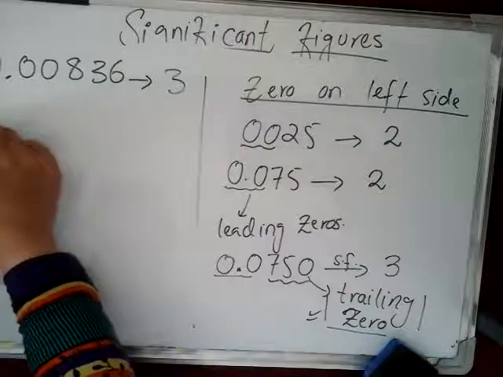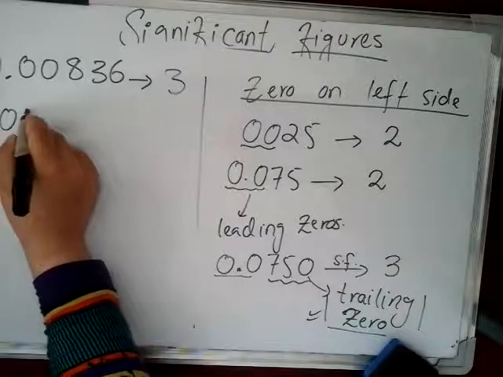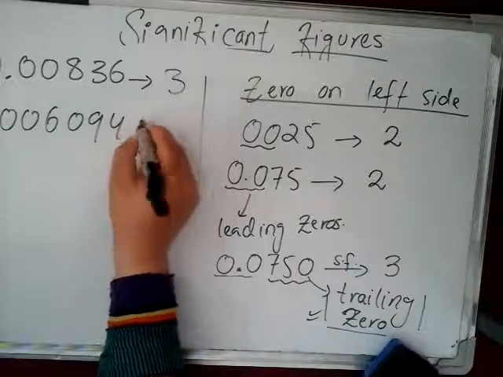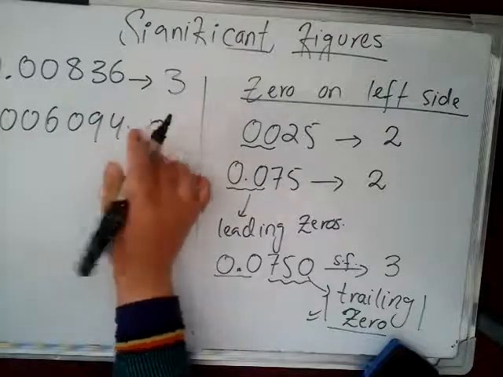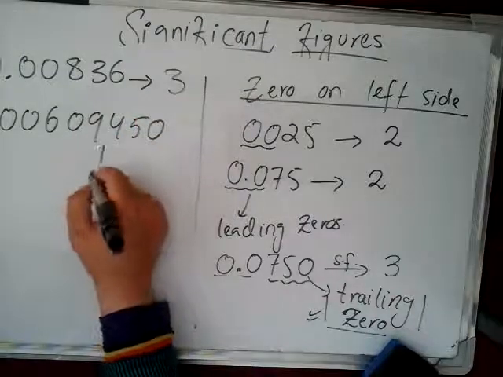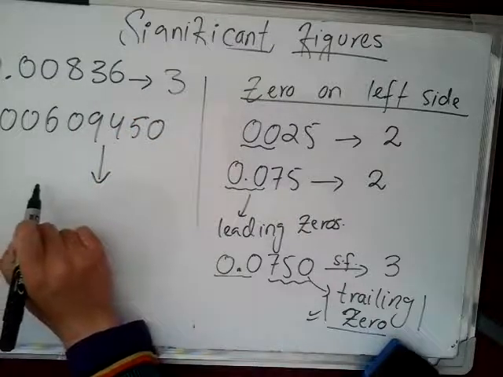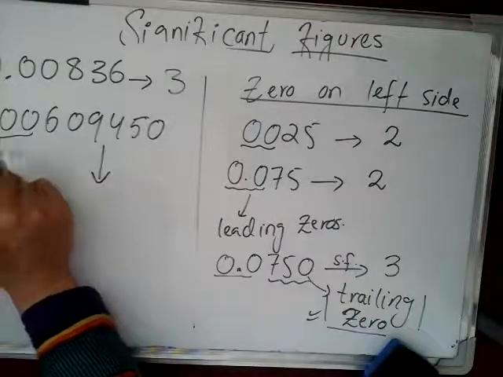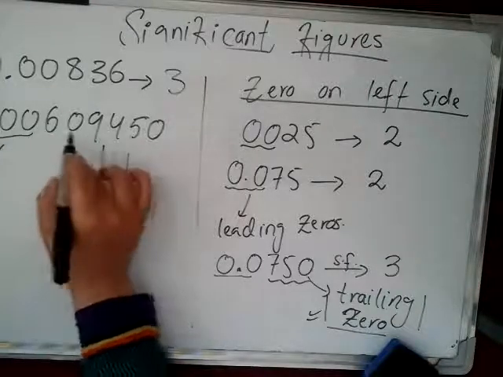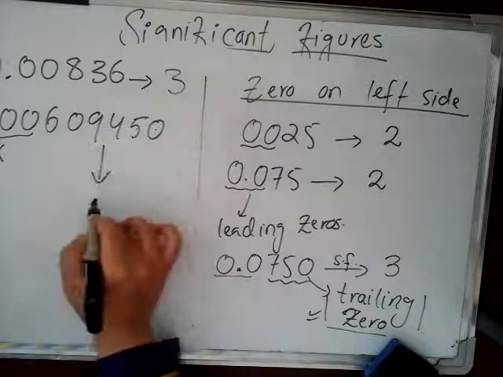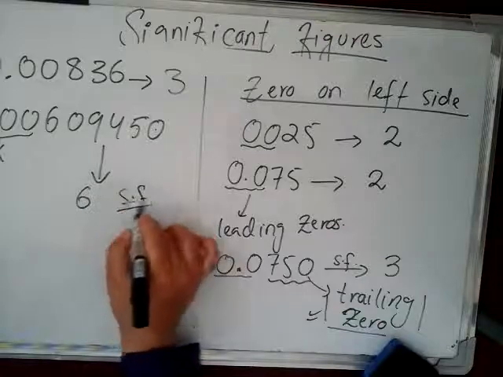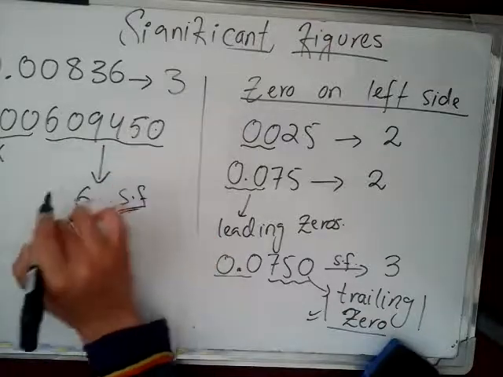Now if I write 0.00609450, the trailing zero will not be counted. So 1, 2, 3, 4, 5, 6: 6 significant figures. There are 6 numbers, and these 6 numbers would be counted.